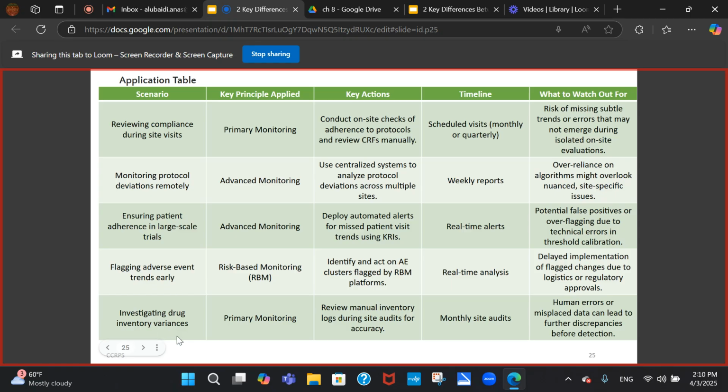And here we can easily tell which monitoring type to follow for each of these scenarios. For instance, for reviewing compliance during site visits, we have primary monitoring. We need monitoring protocol deviations remotely, advanced. Ensuring patient adherence in large-scale trials, advanced monitoring. Flagging adverse event trends early, here we have risk-based monitoring, RBM, and risk-based monitoring is a kind of advanced monitoring. Investigating drug inventory variances, here primary monitoring.